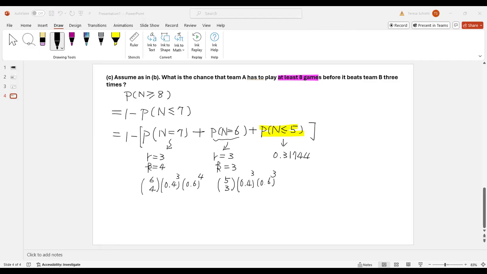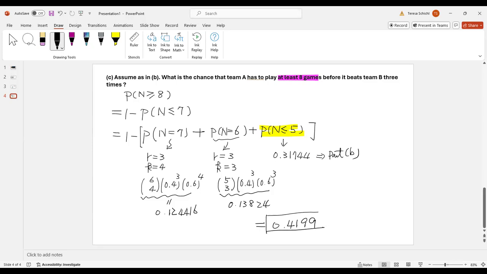After we put it into the calculator, this number gives me 0.124416, and this number gives me 0.1324. And we already have the other number from part B. So you add these 3 and subtract from 1, and we have 0.4199. Okay, so that will be the answer for part C here.